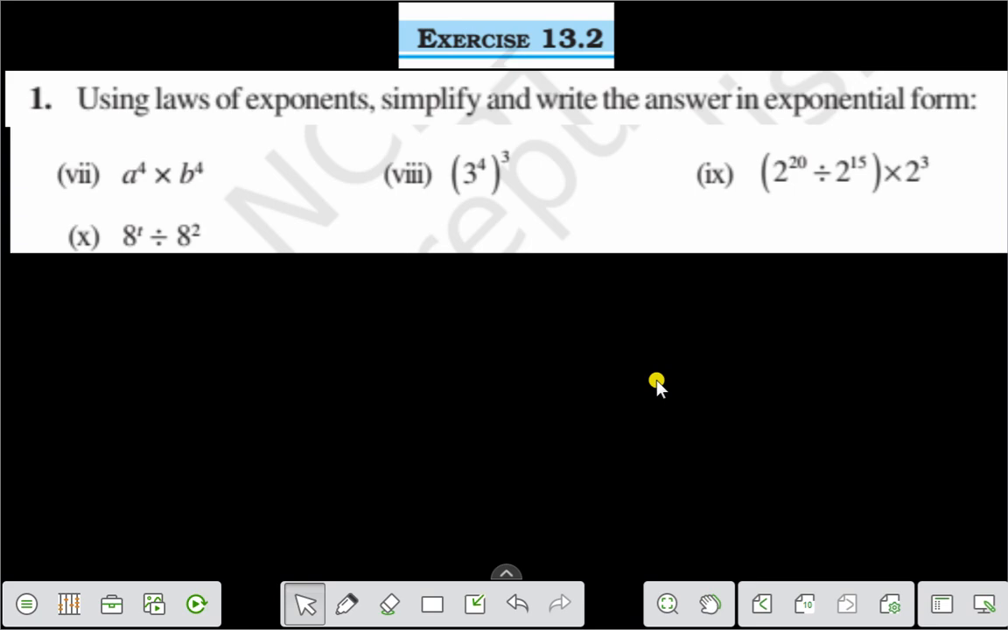Hello everyone. Today we shall discuss exercise 13.2 question number 1. Question number 1 is: using laws of exponents, simplify and write the answer in exponential form.